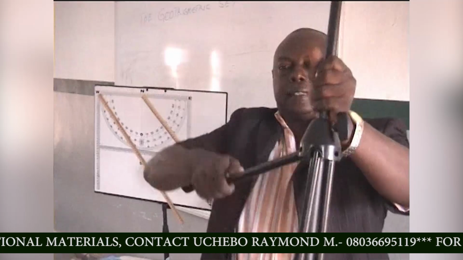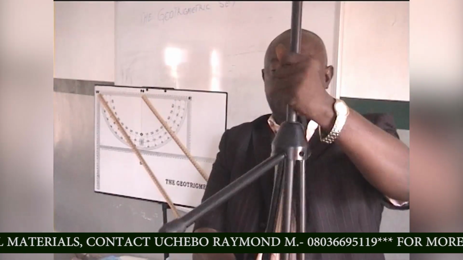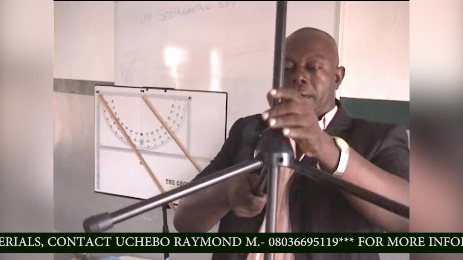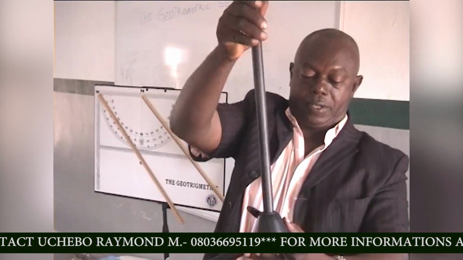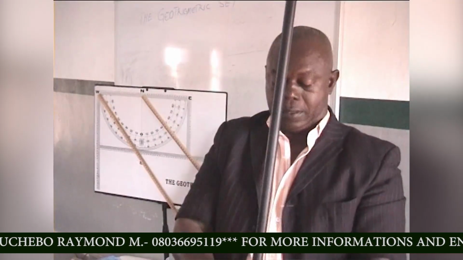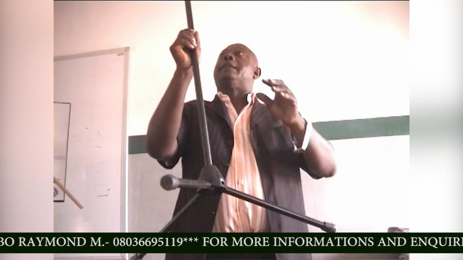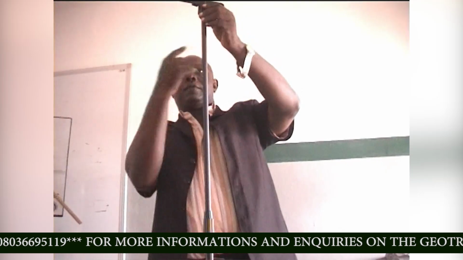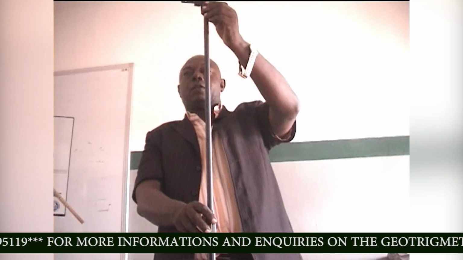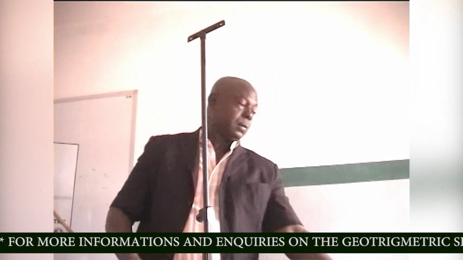This is the stand. This stand is a tripod. You now adjust here and put this to the height you want. See the stand now. You put it down and adjust this. Then pull this to the level according to your height or the height you want it to stand.